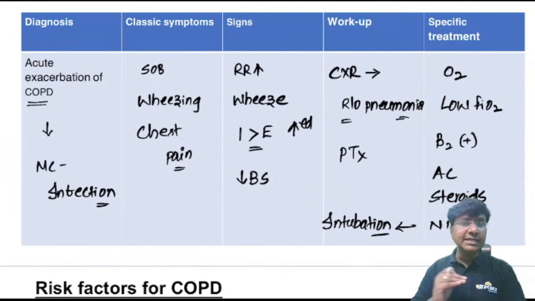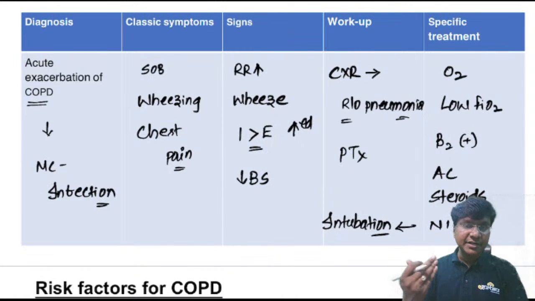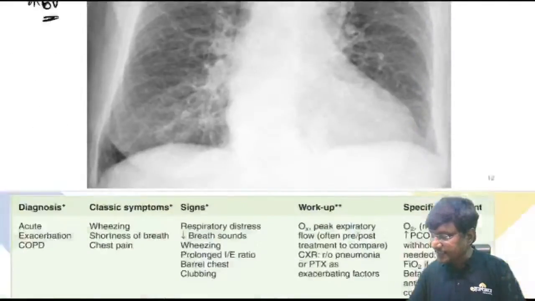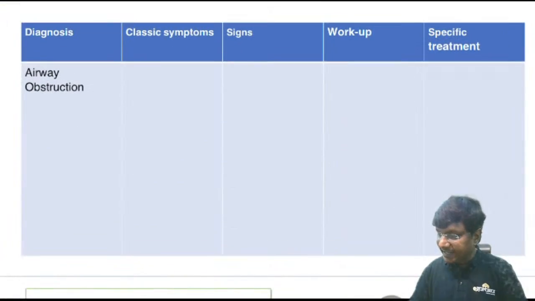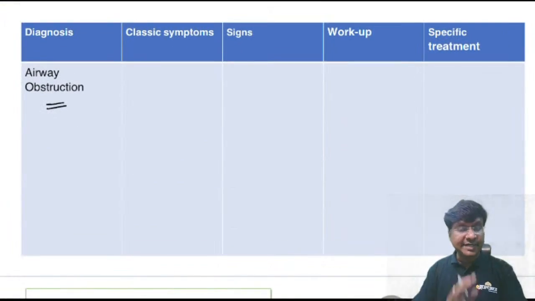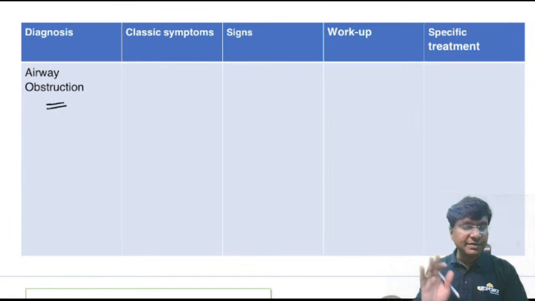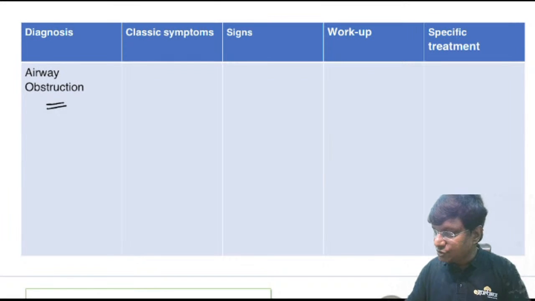Then, another important pulmonary emergency where the individual can present with sudden onset dyspnea is airway obstruction, right? So whenever the airway obstruction is by either a foreign body or whatever might be the substance, the individual will have a stridor.